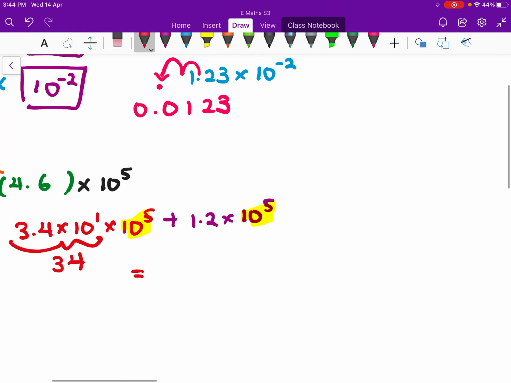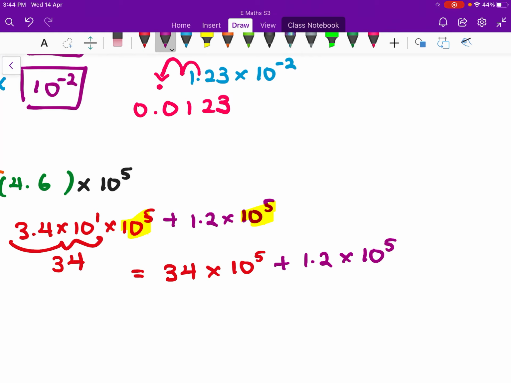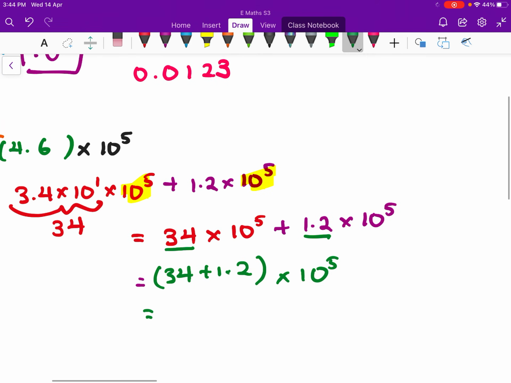So now we continue. So 34 times 10 to the power 5, plus 1.2 times 10 to the power 5. Since the standard form now is the same, I just simply put 10 to the power 5 first. Then the number adds with the number. So 34 plus 1.2. The power of 10 is just 10 to the power 5. You don't add that part. So you get 35.2 times 10 to the power 5.